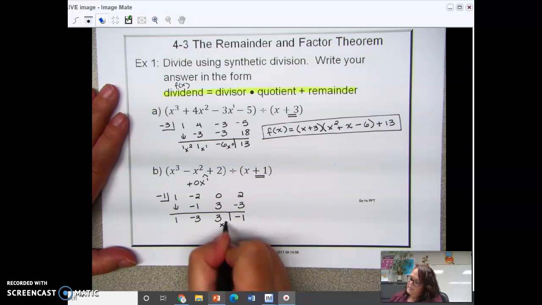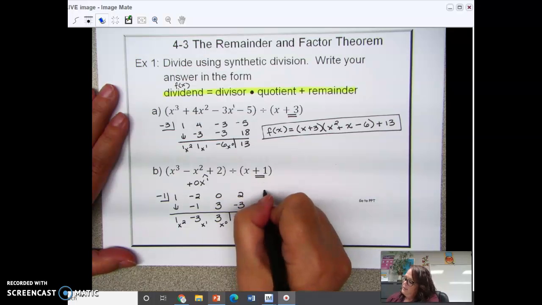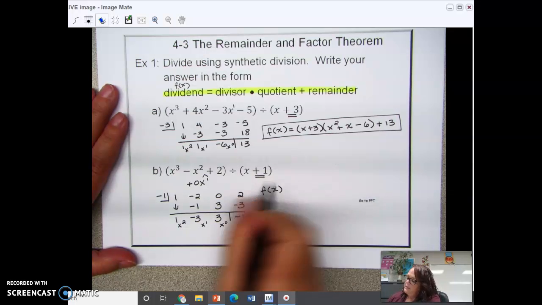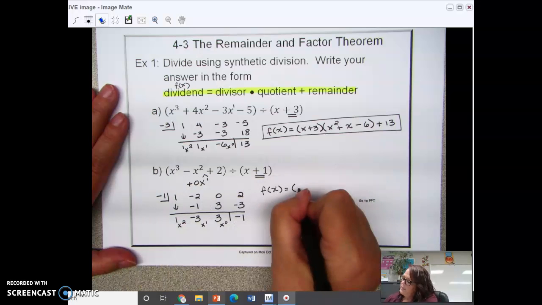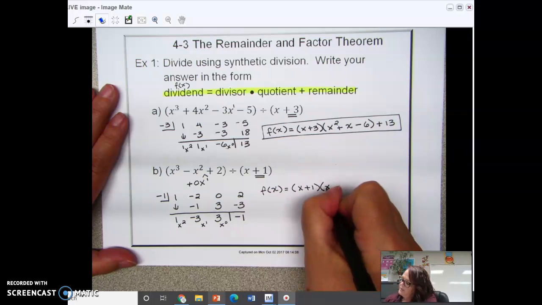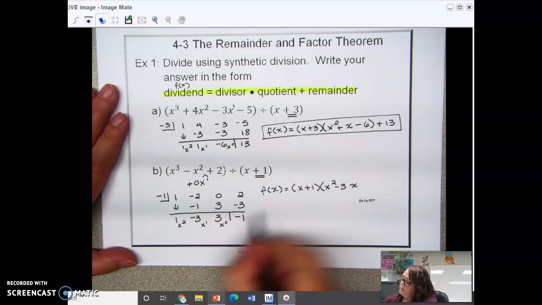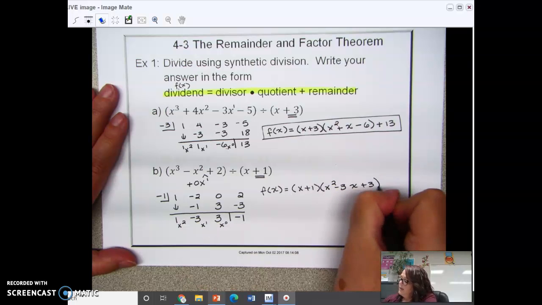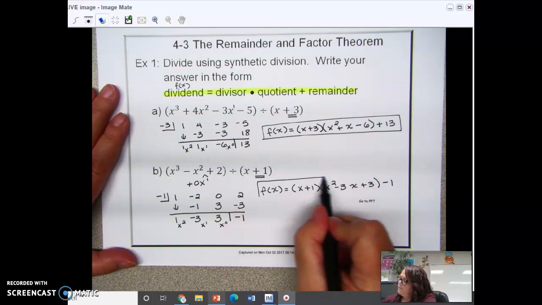So this is x to the 0, x to the first, and x to the second. So we can say that my function, meaning this cubed part here, is equal to my divisor, which was x plus 1, times my quotient, which is x squared minus 3x, and then plus 3, and then plus the remainder, which happens to be negative 1.